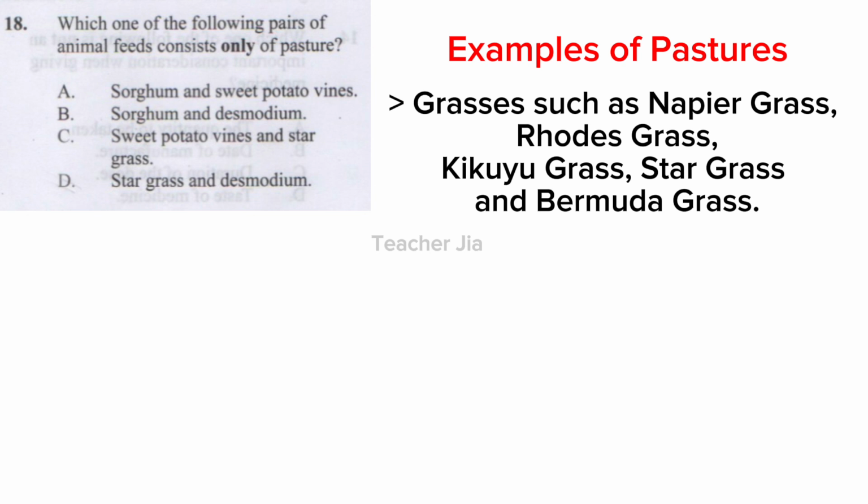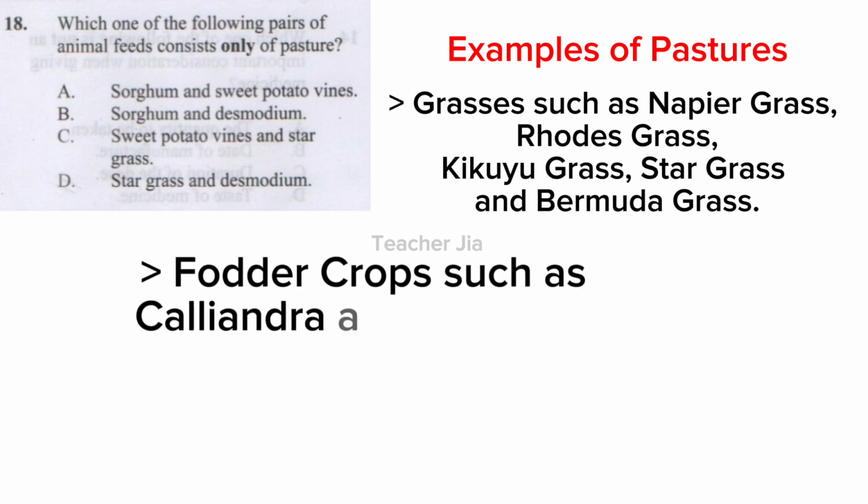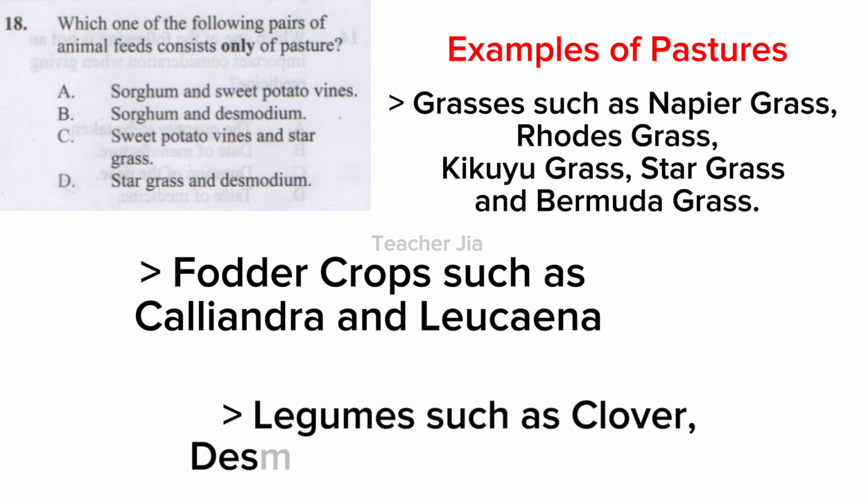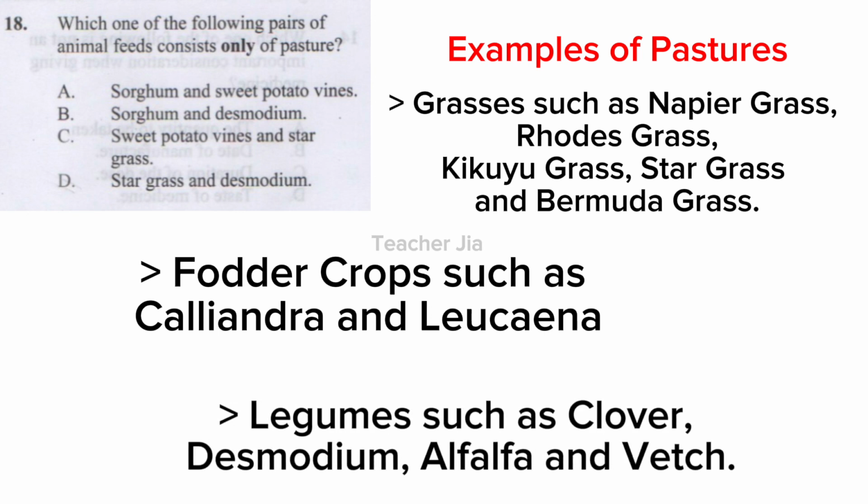Also, under examples of pastures, we have fodder crops such as Caliandra and Leucina. We have none of them in the choices. And the third one, we have legumes such as clover, desmodium, alfalfa, and vetch. So we have desmodium also here. So choice D is our answer because it's star grass and desmodium.